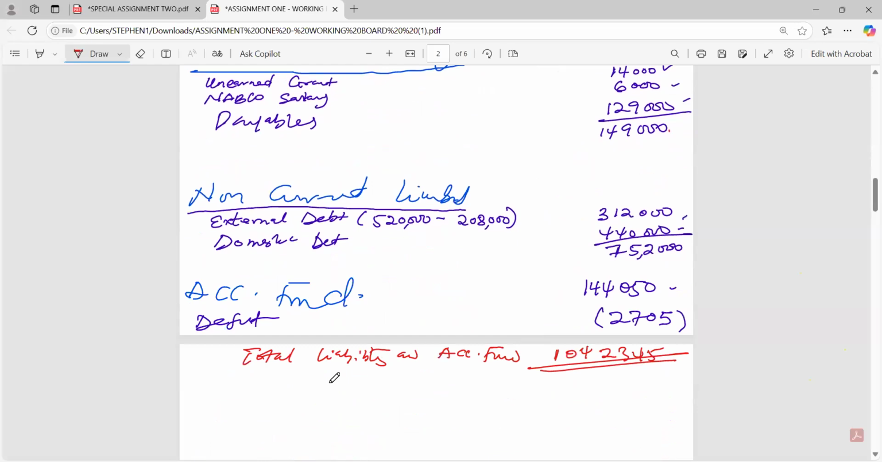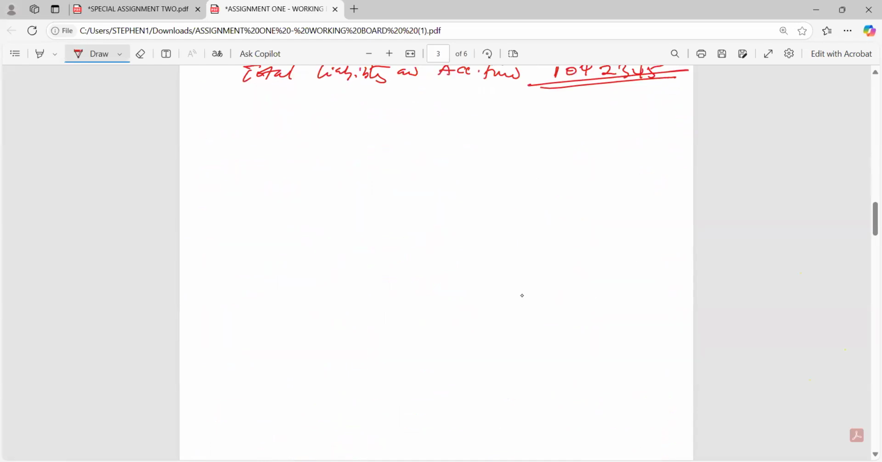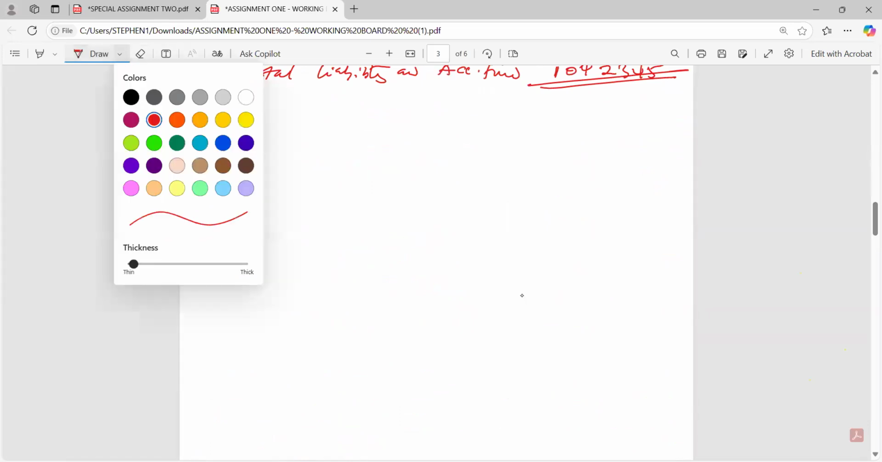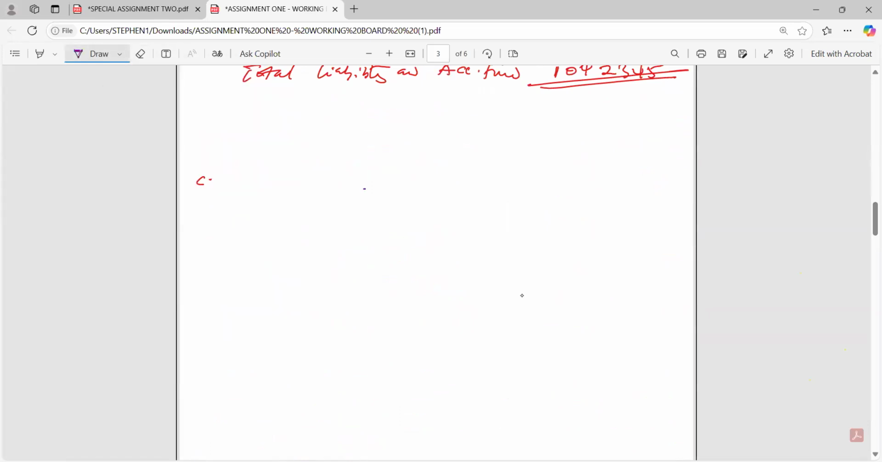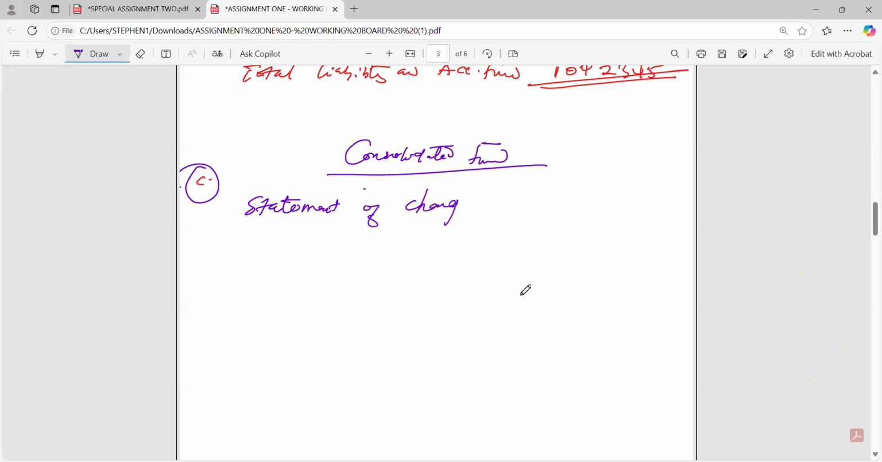Good. Now let me show you something. You see, I added the C part, statement of changes in equity, which was not part of the question. That's why I did not involve it. But assume it was part of the question. Consolidated fund. This is what we will have done. Statement of changes in equity. Okay, 3 minutes to 5:30. That's good. So please, this is what you do.